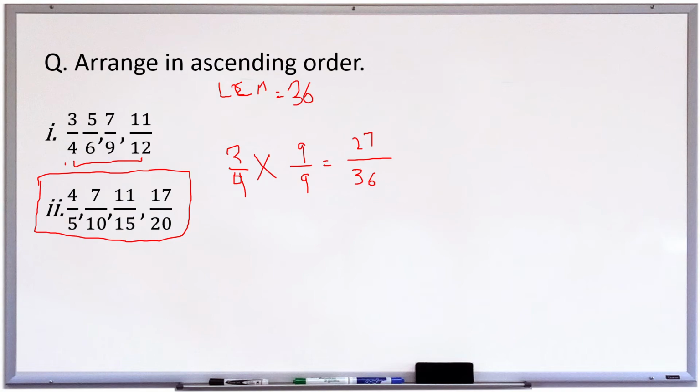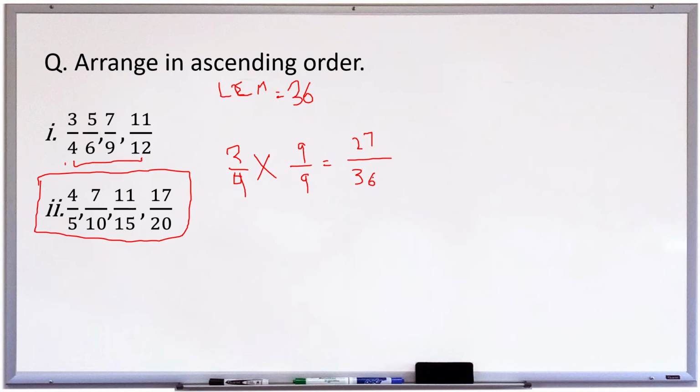Okay, this is what we have obtained. And don't dare to reduce them, because if you reduce them, you are going to get 3 upon 4. If you don't believe it, try it and see. 27 upon 36, you will simply get 3 upon 4. So there is no use of reducing them.